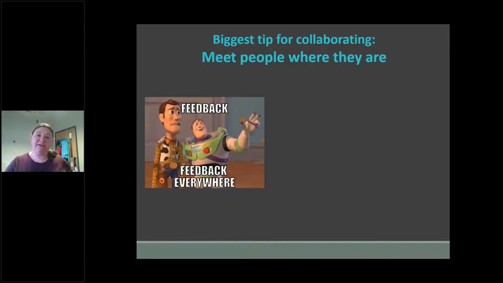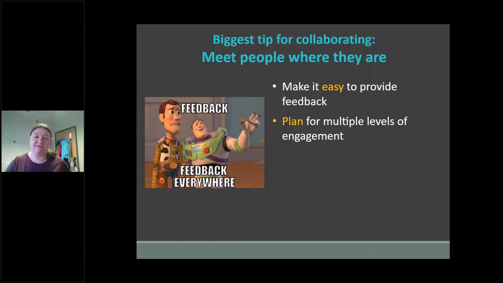The other big tip is to collaborate well. You want to meet people where they are, and what we have tried to do is, one, make it easy to provide feedback. We've tried to provide a lot of different ways, not just conference calls, but Google Docs, emails. We're trying to make it possible for people to share their thoughts with us.